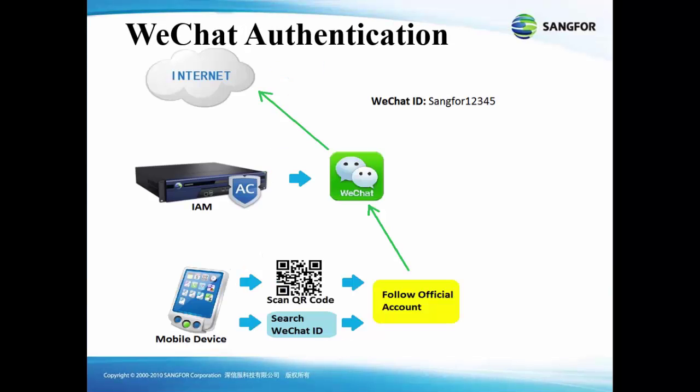We can see here that in this situation, the mobile device will first need to scan the QR code of the official account or search its WeChat ID in order to be able to get internet access. After scanning the QR code or searching the WeChat ID, users will need to follow the official account, and IAM will then authenticate the users and let them access the internet. In our case, the WeChat ID that we are going to use is SANGFOR12345.